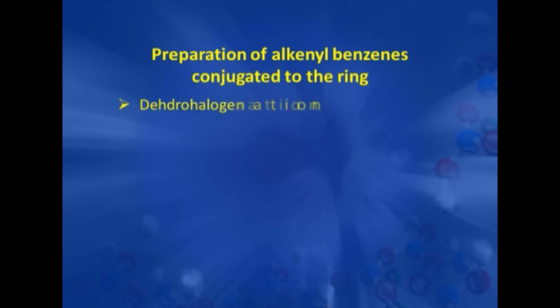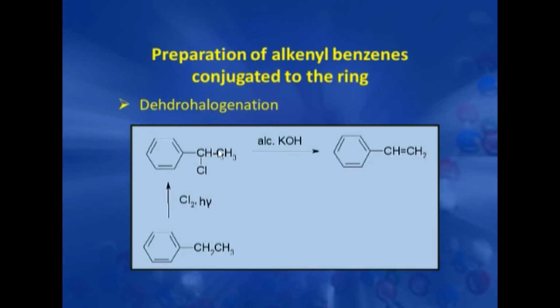Now the second method is dehydrohalogenation. If we have a halogen substitution in a side chain, like 1-chloro-1-phenylethane, then by heating with alcoholic KOH there is dehydrohalogenation and we get a double bond in the side chain. This compound can be synthesized by chlorination of ethyl benzene in the presence of UV light, and we get this substitution at the first position. It is the major product here.